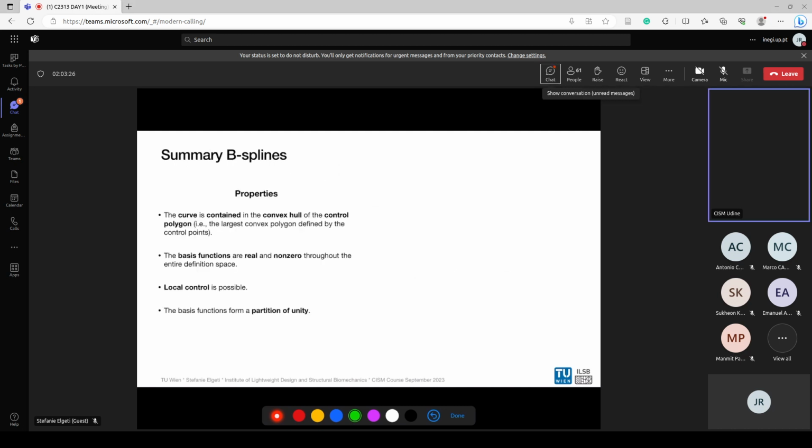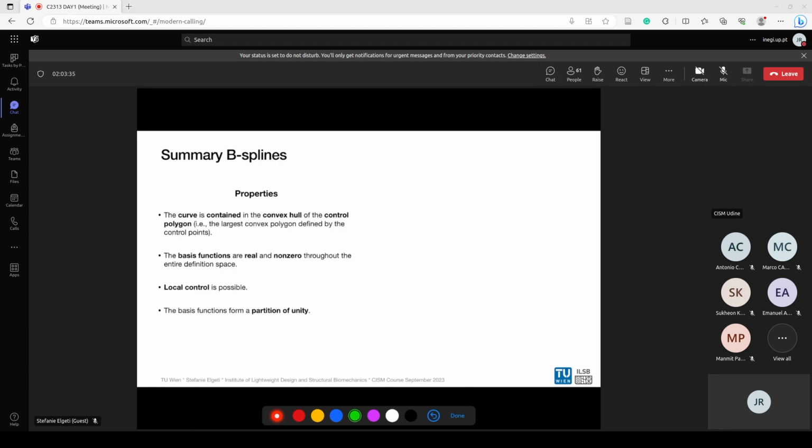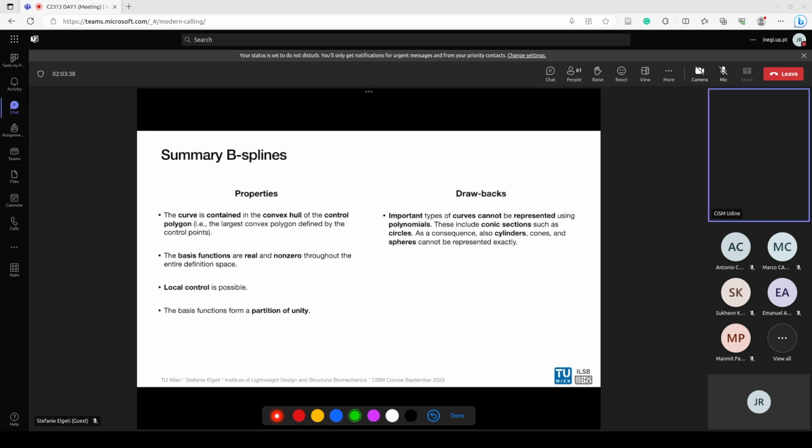So also here, let me summarize B-splines. Also here, the curve is contained in the convex hull of the control polygon. Also here, basis functions are real and non-negative. Local control is now possible. We have a partition of unity. Local control is no longer a drawback, so we resolved one problem here, but important types of curves still cannot be represented because we still have the polynomial basis functions.